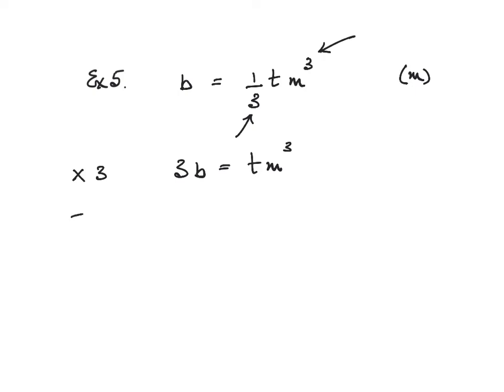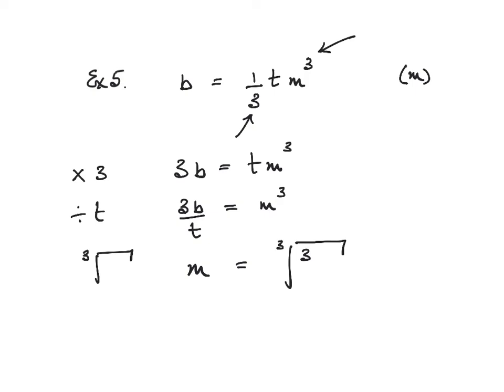Divide both sides by t, to get m cubed on its own. So 3b over t equals m cubed. And the last thing that we do is to take the cube root, which looks like this here. The cube root of both sides, so m then equals the cube root of 3b, that's the cube root, so we have a superscript 3, the cube root of 3b over t.